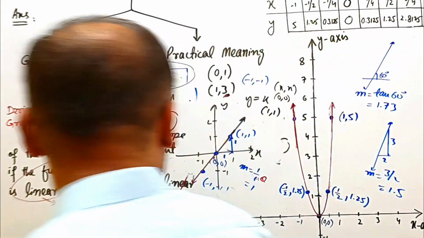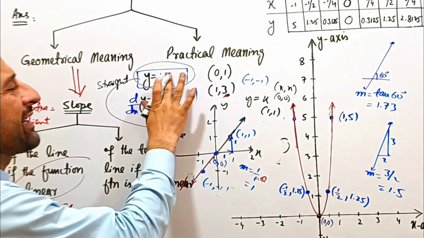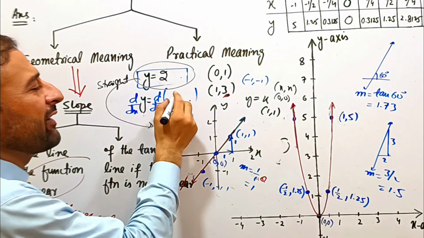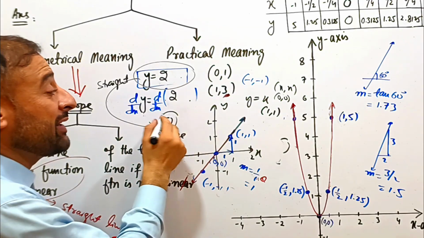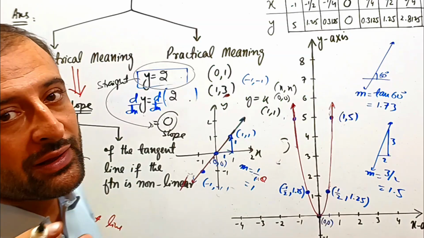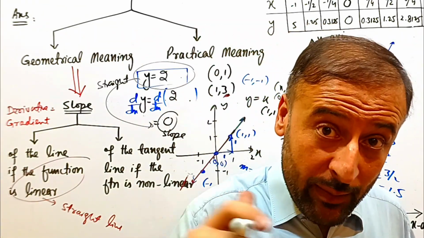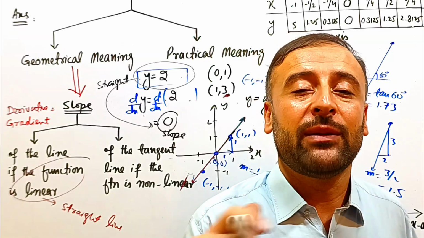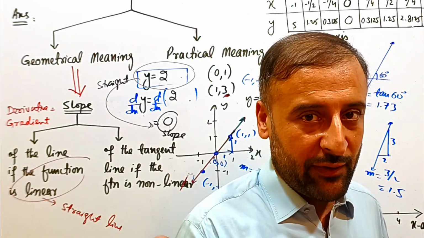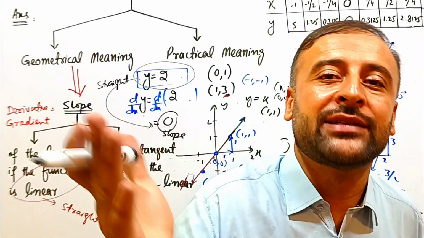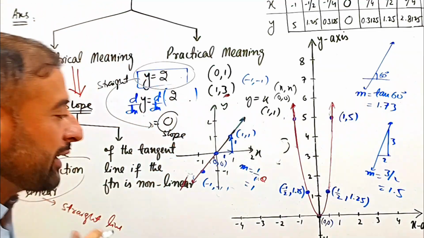Let's discuss one thing more. For example, we have a constant function, y is equal to 2. The derivative of 2 is 0, meaning the slope will be 0. The graph of a constant function will also be a straight line, but it will be parallel to the x-axis, and the graph of a linear function is a straight line inclined at some angle other than 0. Right, students?